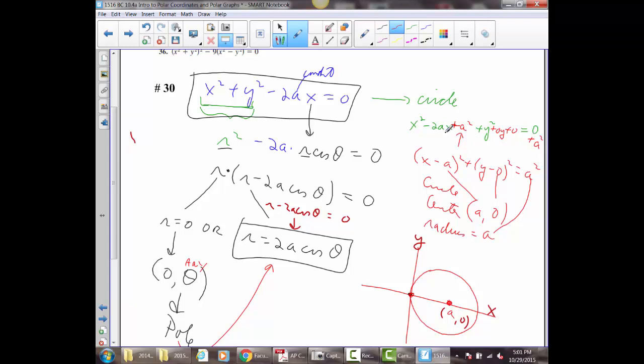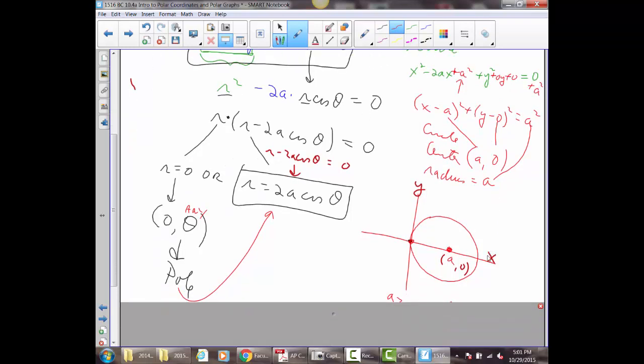So you'll take half of 2a is 1a, squared is plus a squared, so I have to add that to the right. Half of 0 is 0, 0 squared is 0. So I factor it, I get x minus a all squared plus y minus 0 all squared. That's a circle, center a, 0, radius a.